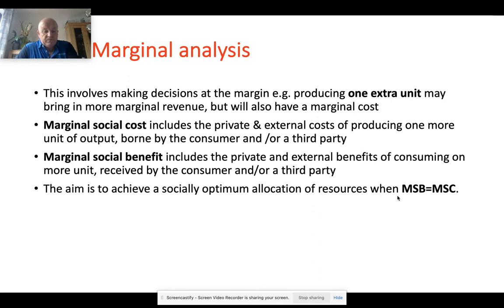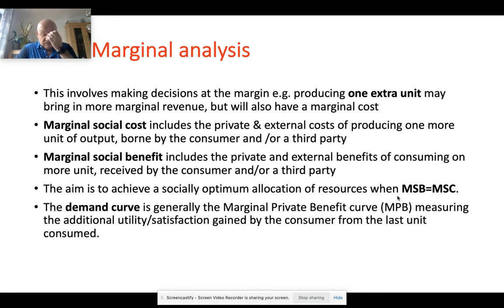The ideal is to try to achieve the socially optimum allocation of resources, where essentially the marginal social benefit equals the marginal social cost. Okay, so that's what we're trying to do. That means essentially we're producing the good or the service in the best way we can, and we're getting the maximum marginal social benefit. And that marginal social benefit isn't any greater than the marginal social cost.